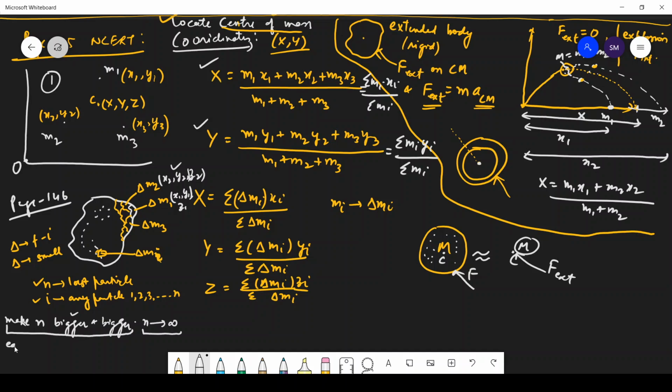So each delta mi becomes smaller and smaller. Now how to write this mathematically? Mi smaller and smaller, so you can write it as delta mi approaches 0. So its size is approaching 0. When you increase n, only then will they become point masses. So these are the two things, 1 and 2, that you are going to do.